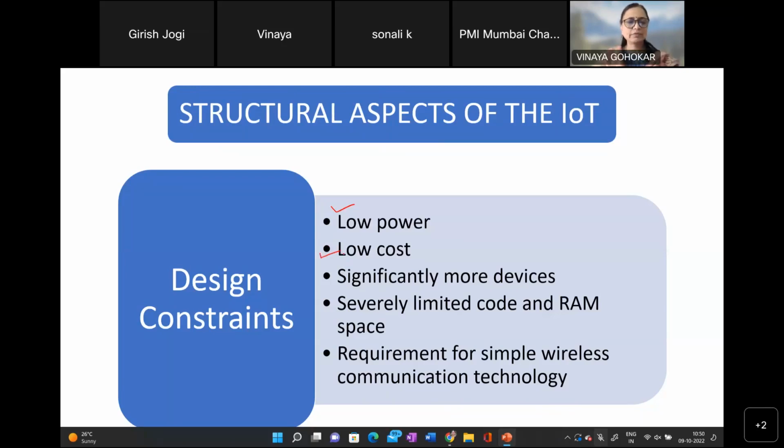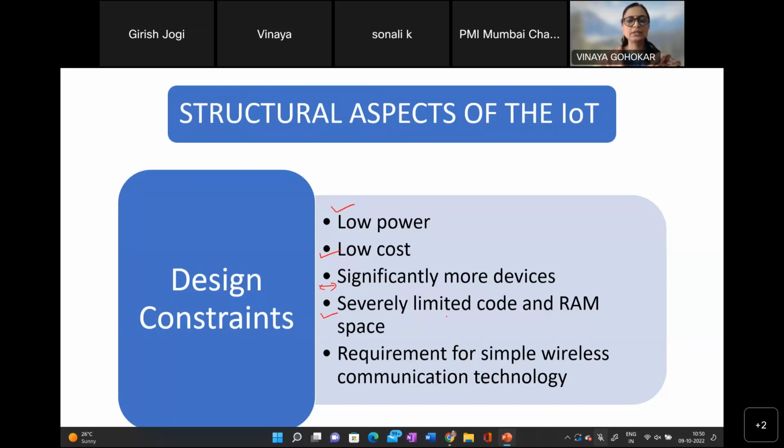Then low cost. It is always desirable, as we are going for mass production, or we want it to reach common people. The cost of the device or the system developed has to be minimum. Another very important parameter in IoT applications is that there are significantly more devices, with severely limited code and RAM space.